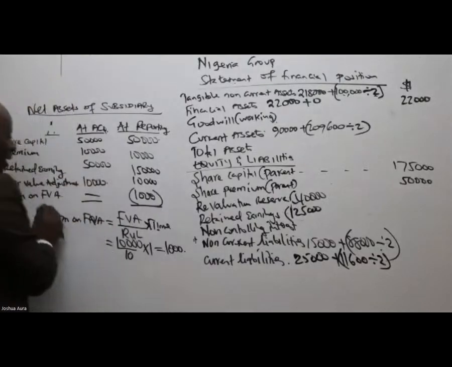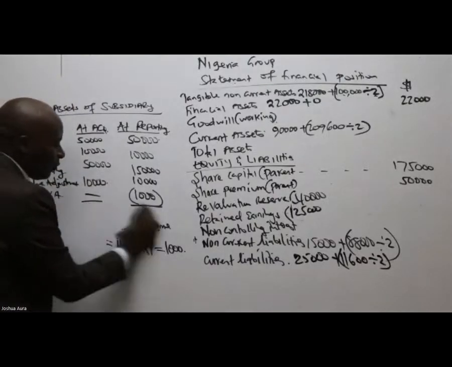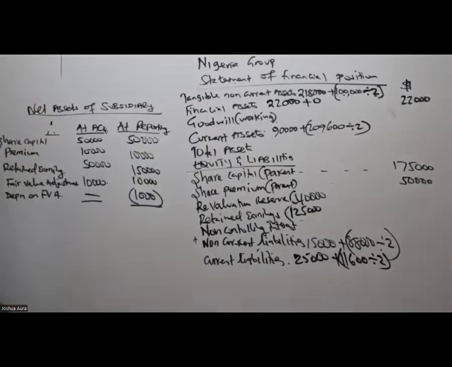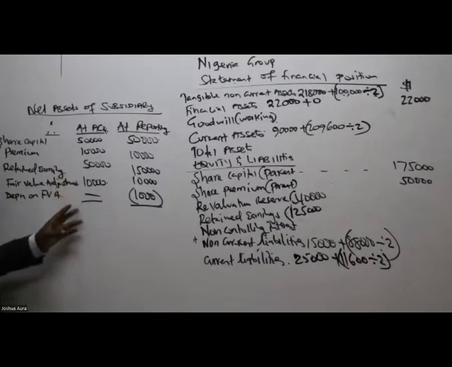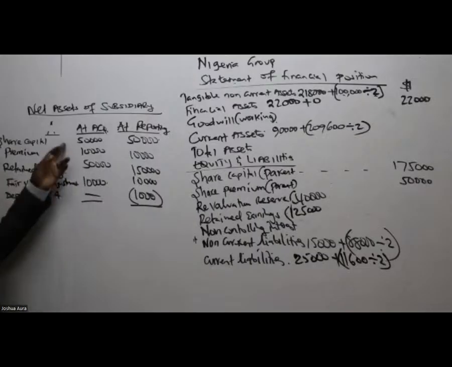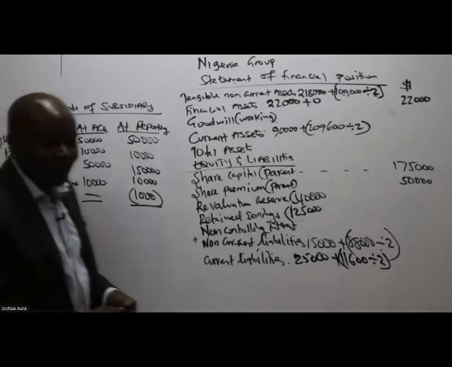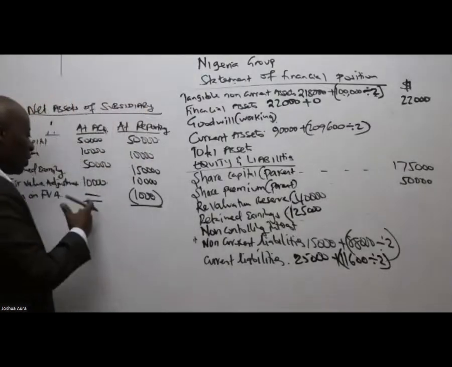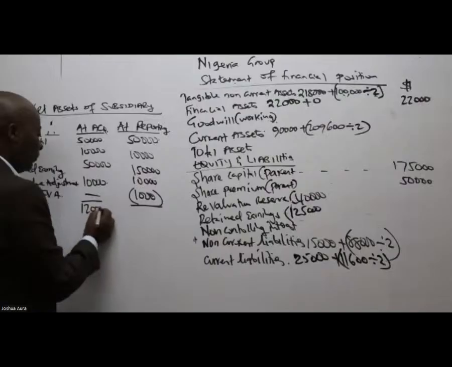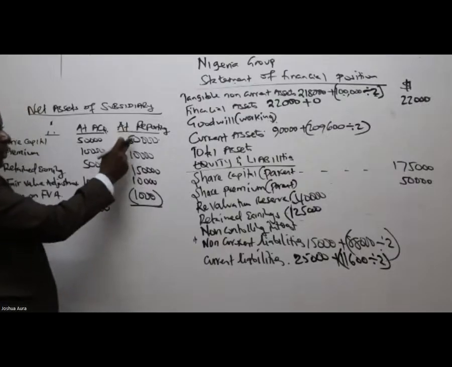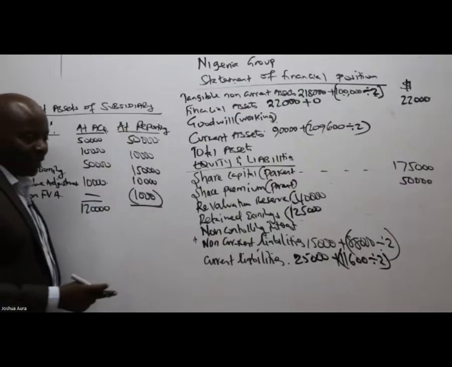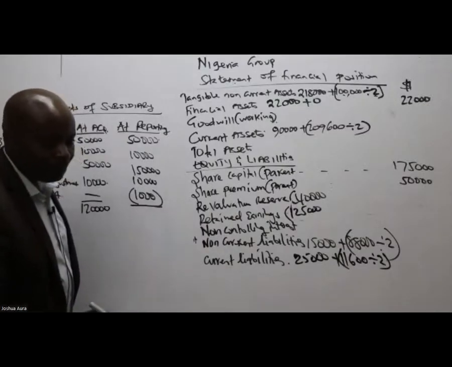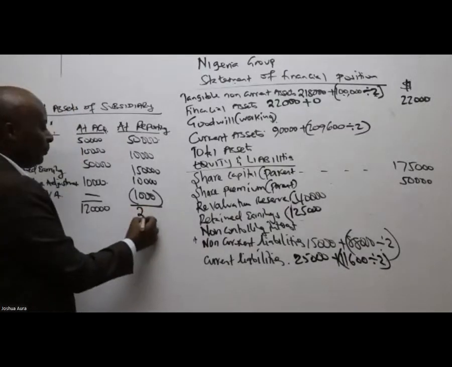Very important thing. So can somebody come and give me the total net assets at acquisition? Total net assets at acquisition. Can somebody give me something here? So we have here 120,000. Thank you very much. So 120,000 here. Yes. How about net assets at reporting? 210,000.